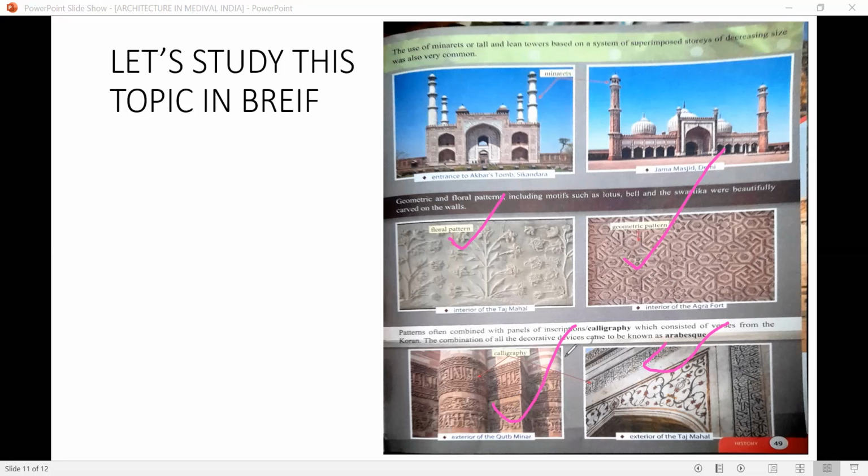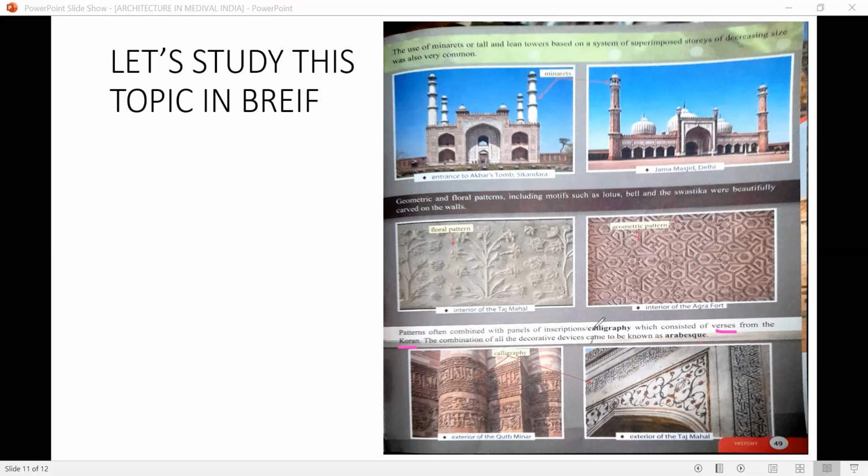Patterns were often combined with panels of inscriptions known as calligraphy, which consisted of verses. Let me just remove these tick marks. So, which consisted of verses from the Quran. You have mostly heard the word Quran in some contexts. Yes, and the combination of the decorative devices came to be known as Arabesque.